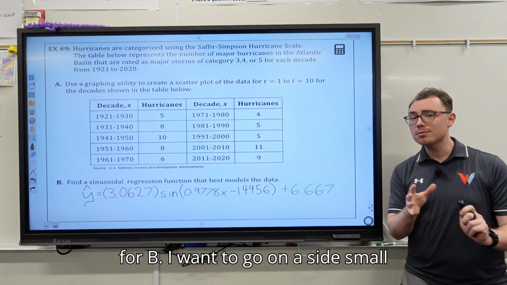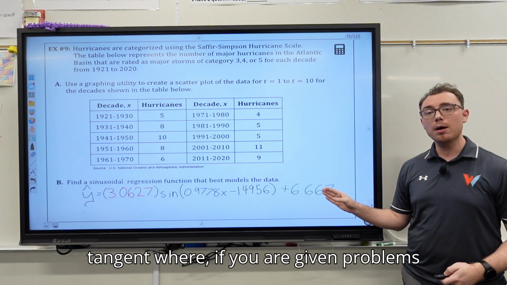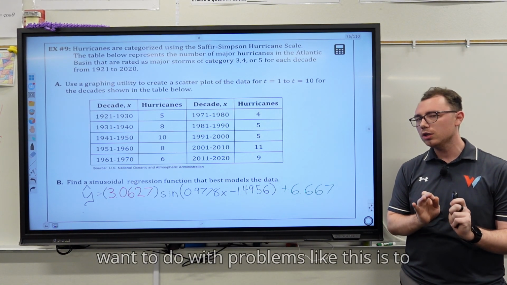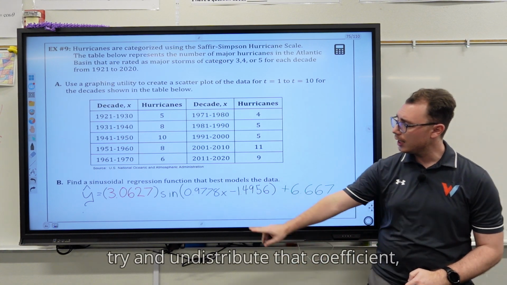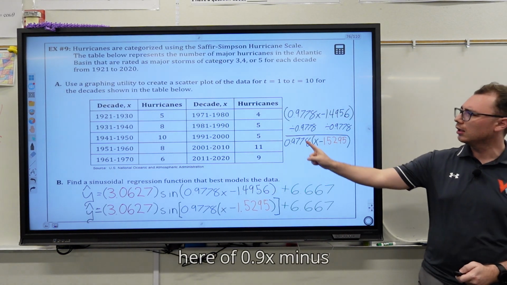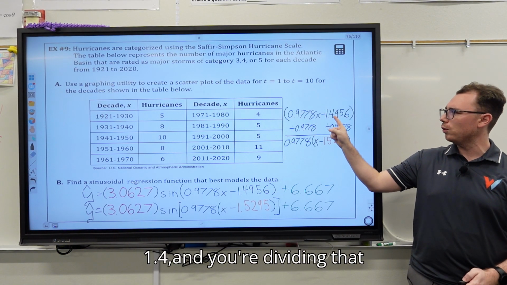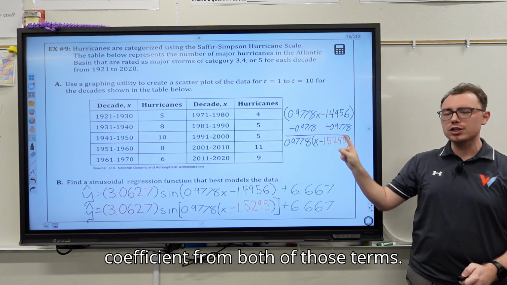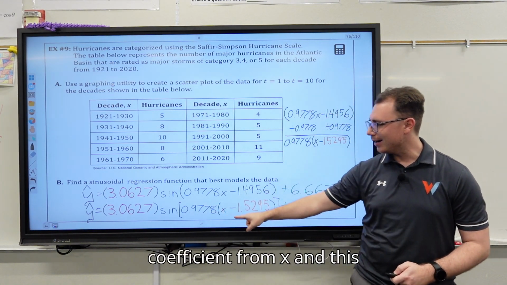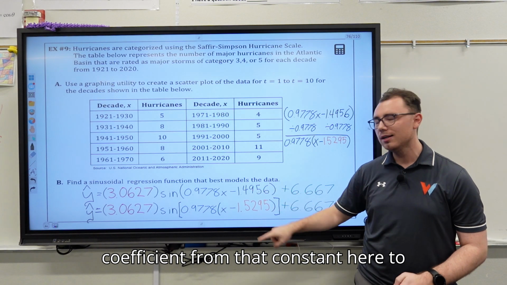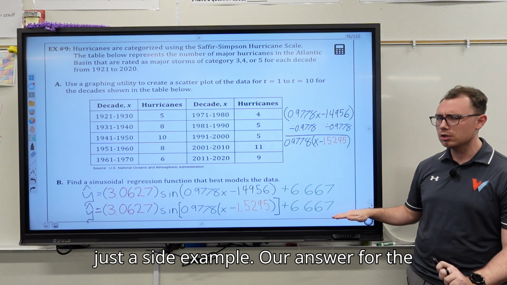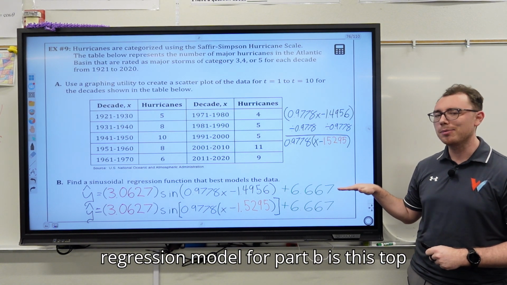I want to go on a side small tangent where, if you are given problems like this theoretically, and you want to try and find your c value, all you really want to do with problems like this is to try and undistribute that coefficient, where really you just take this argument here of 0.9x minus 1.4, and you're dividing that coefficient from both of those terms. You're then able to pull out that coefficient from x and this coefficient from that constant here to find our c value. Now again, this was just a side example. Our answer for the regression model for part B is this top equation.